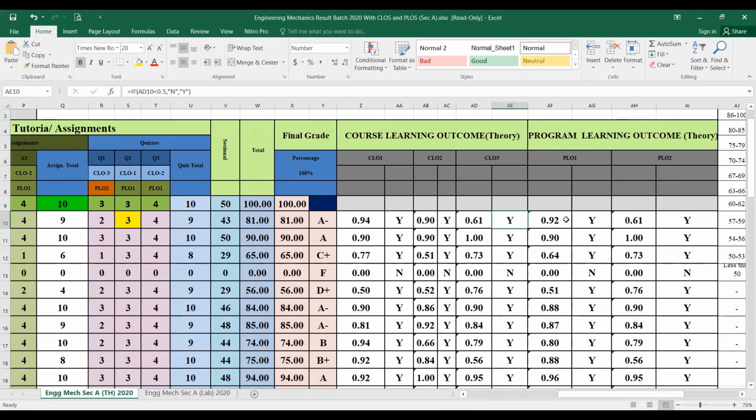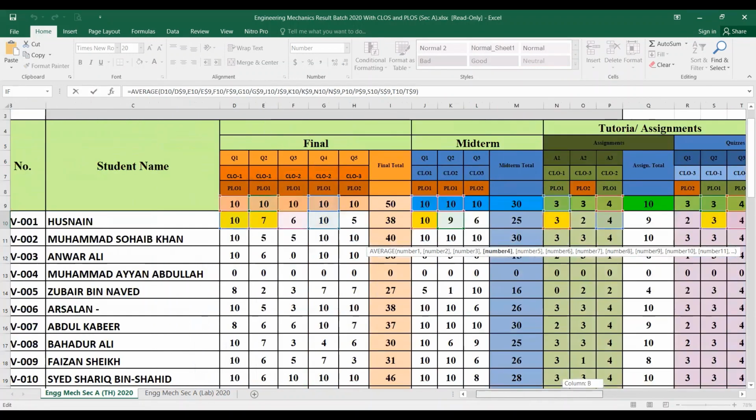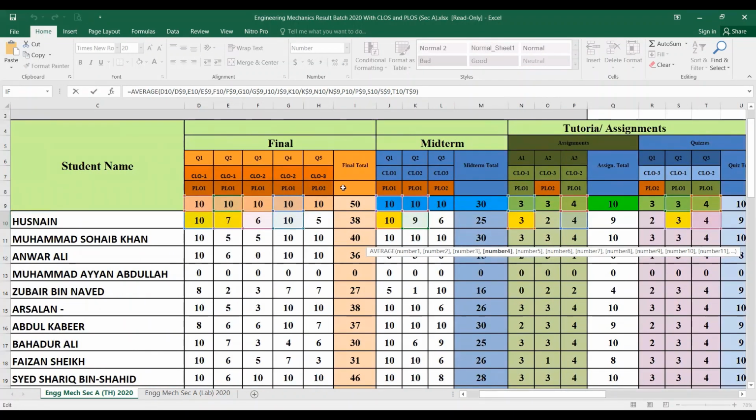Now I'm moving towards the PLO1. So let's have a look. There are so many values. So let's have average, equals to average. You have to check how many PLO1 are in the final exam. So 1, 2, 3, 4. All 4 questions belong to the PLO1 because CLO1 and CLO2 both were mapped with the PLO1. But their cognitive domain is different. That's why I have made 2 CLOs over here. So what you have to do is 10 divided by 10, comma, 7 divided by 10, 6 divided by 10, comma, 10 divided by 10.